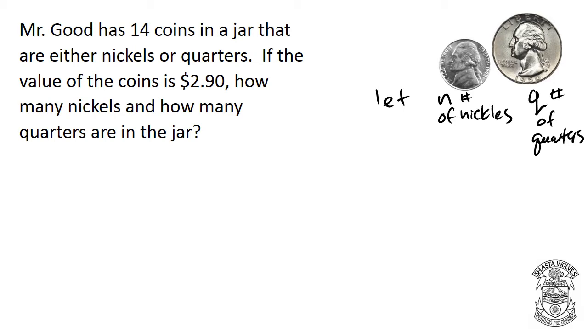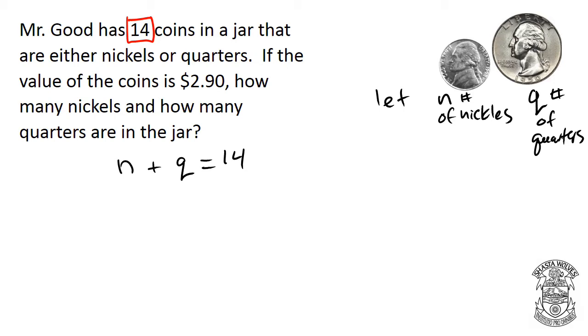Now we're told that in the jar there's a total of 14 coins. So if we're just counting them, if I take the number of nickels that I have plus the number of quarters that I have, I get that there are 14 coins in the jar. The other equation I have comes from their value.